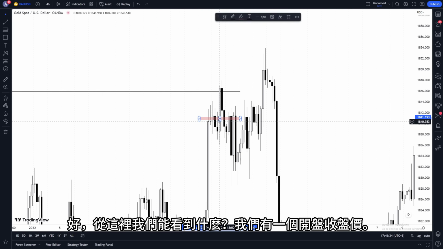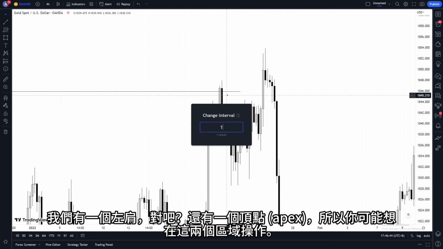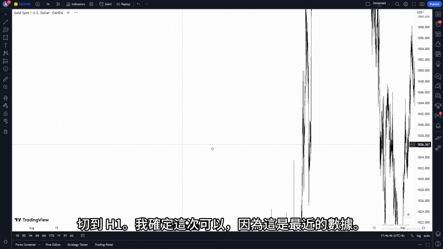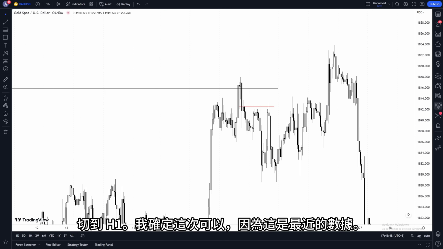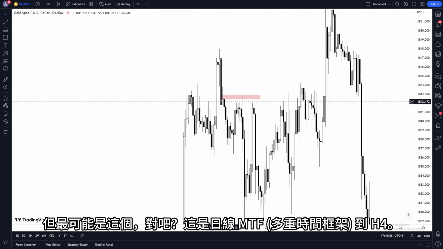Okay, and from here, what can we see? We have ourselves an open close, we have ourselves a left shoulder, right? And we also have an apex, so you probably want to play with both of these zones. Hit your H1, I'm sure this will allow us because it's most recent. Hit your H1, right? You have that. You can extend it to this H1 left shoulder, but most likely this one, right?